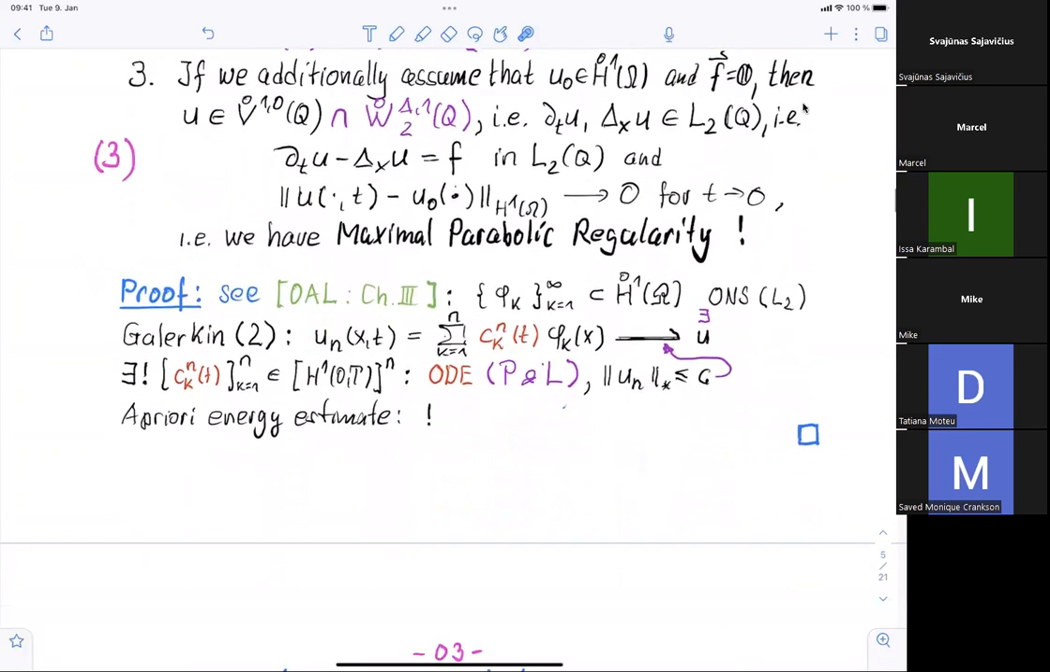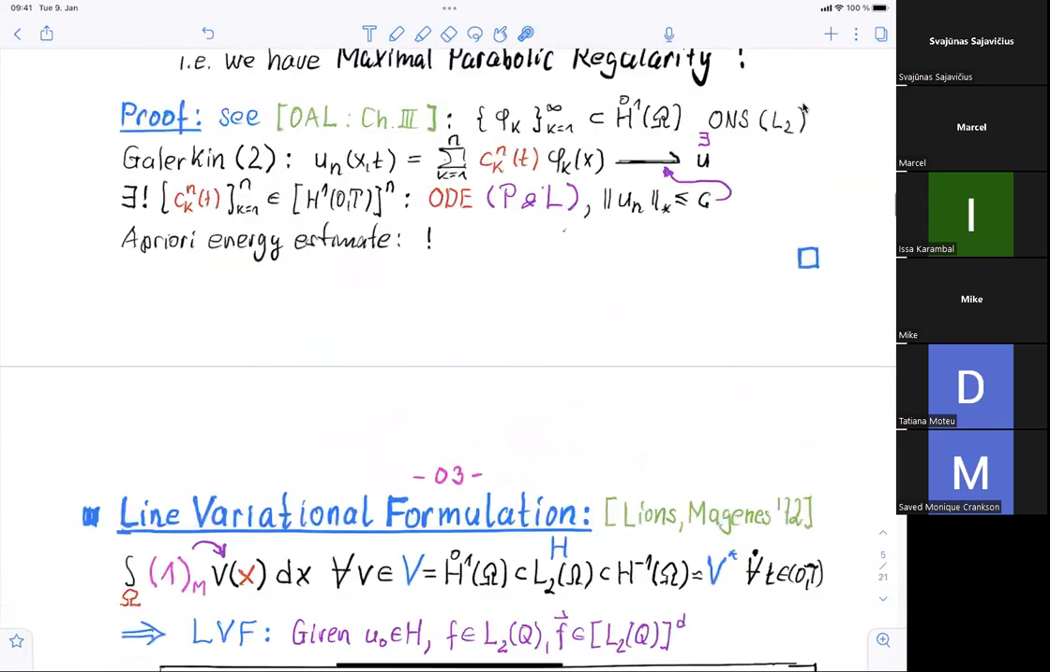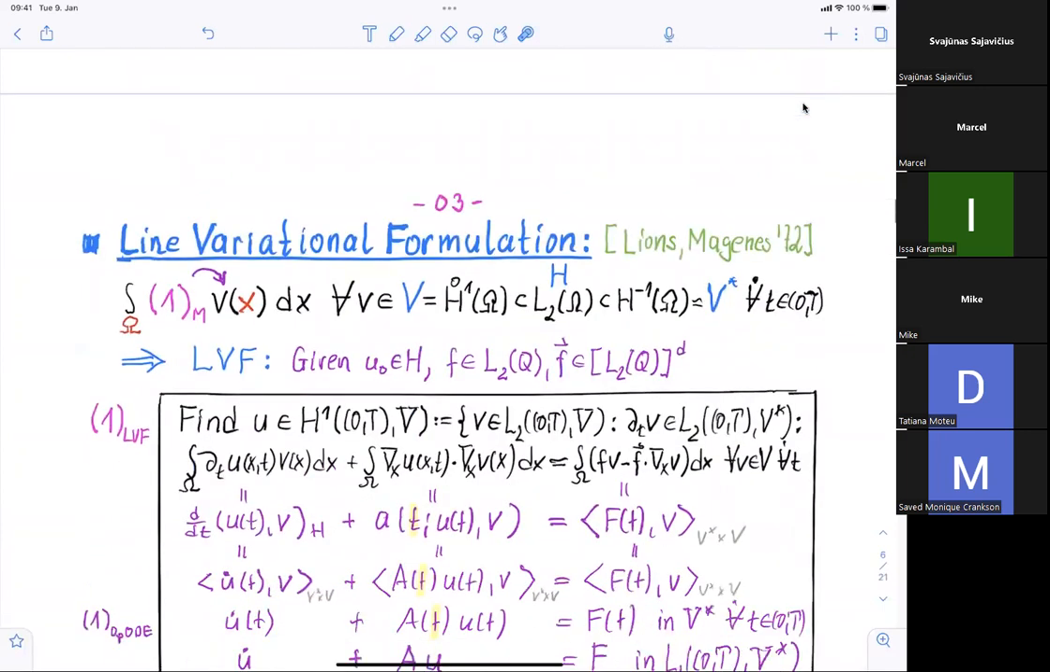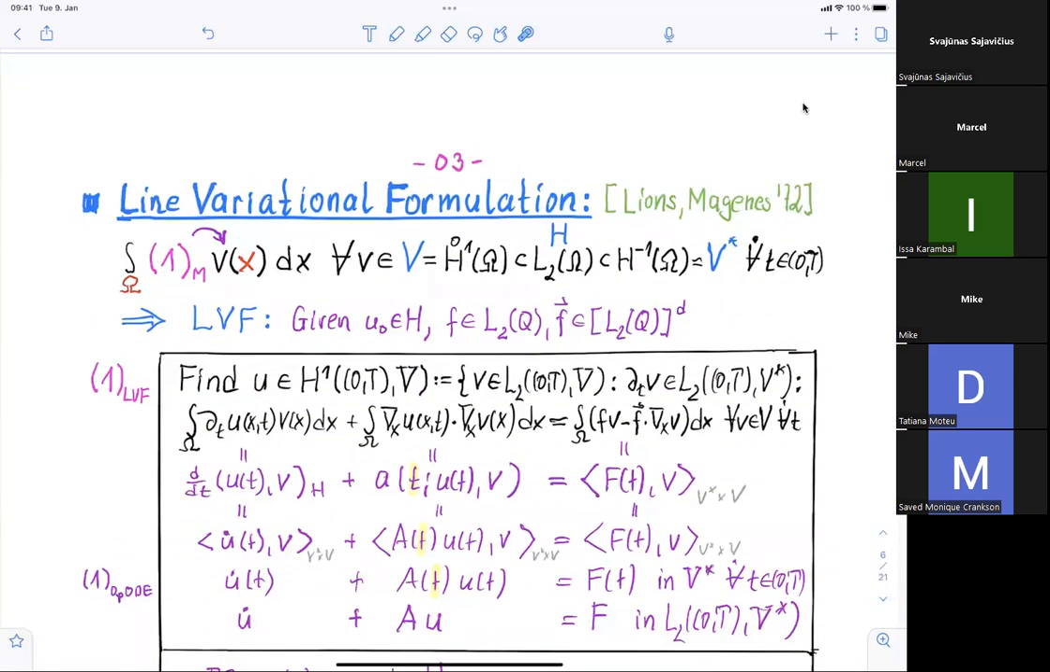Now coming to the line variational formulation, you can find it in Lions-Magenes and Zeidler, the books of Zeidler also. And here the idea of the line variational formulation was to multiply the PDE by a test function that is only depending on x. You integrate by parts only in the elliptic part and in the divergence right-hand side, and end up with this variational formulation. Line means for almost all t. If I write here a.a. t, this means not for all, but for almost all t.